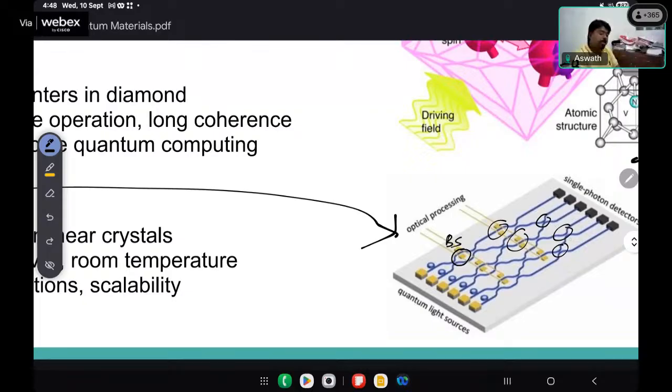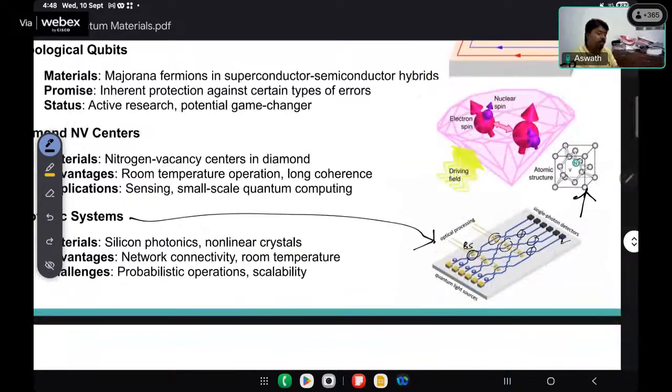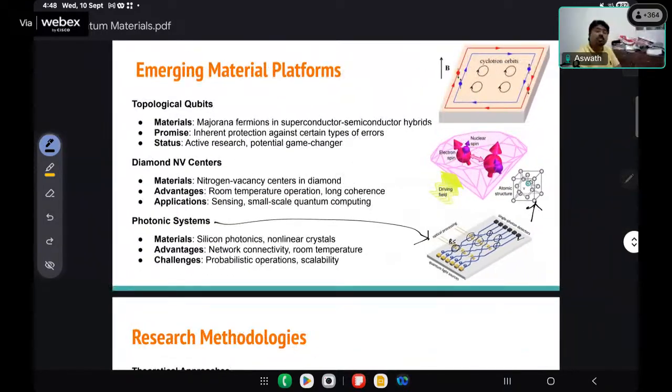They all come and interact, and then at one point they hit the detectors. Based on what is being detected, we can do the computation. So this is a photonic-based quantum chip. The advantage here is very good network connectivity. You can simply connect them with optical fiber, and they are possible at room temperature. Some of the challenges we face here are probabilistic operations and scalability.